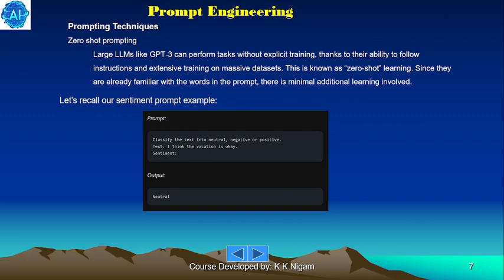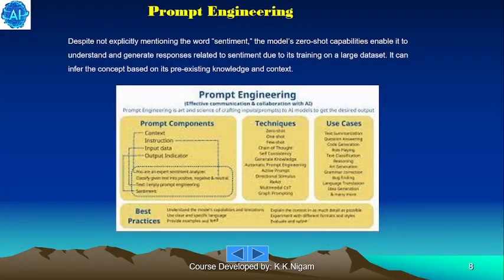Let's call it our sentiment prompt example. Say, the prompt could be, classify the text into neutral, negative or positive. Text: I think the vacation is okay. Sentiment: the output could be neutral. So despite not explicitly mentioning the word sentiment, the model's zero-shot capabilities enable it to understand and generate responses related to sentiment due to its training on a large dataset. It can infer the concept based on its pre-existing knowledge and context.